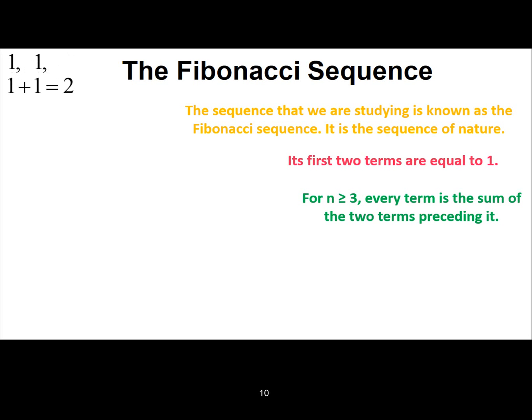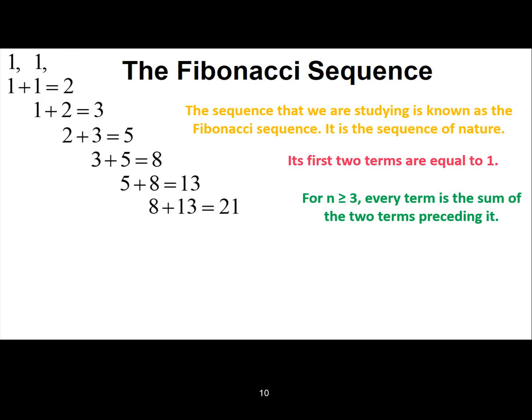So we have the first two terms equal to 1, and then after that, every term is the sum of the two terms preceding it. There we go. So the third term is 1 plus 1, which is equal to 2, and so on. We will take a second look at it in a few seconds. 5 plus 8 is equal to 13, then 8 plus 13, 21, then 13 plus 21, 34.